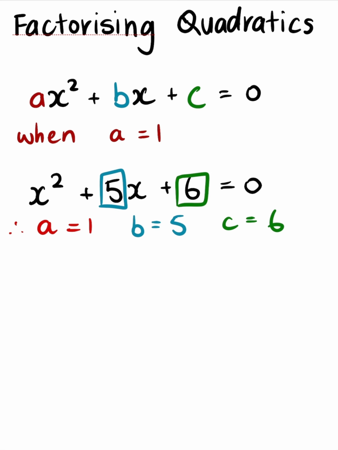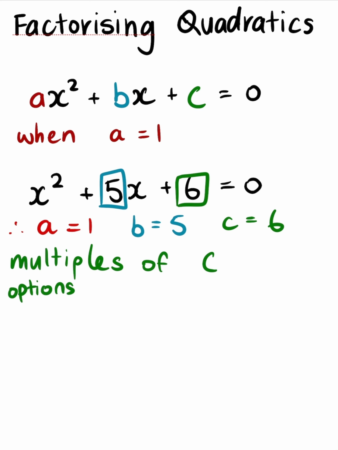Now, in this case, when you see nothing in front of that x squared, what they're saying is that a equals 1. And then if we're using the structure that we have above, b would equal 5 and c would equal 6. And these are the values that we're going to be using in order to factorize our quadratic. Specifically, because a equals 1, we don't have to worry too much about that one. We're going to be focusing on b equaling 5 and c equaling 6. So first thing we need to do is find the multiples of our c value. So in this case, c equals 6.